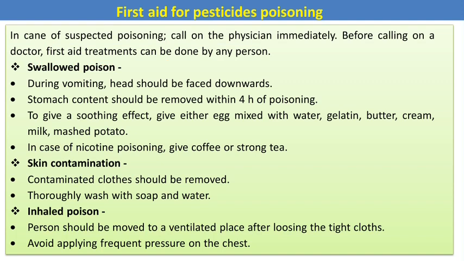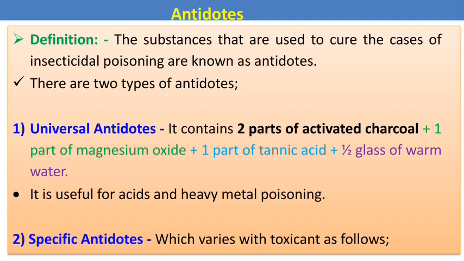Then for skin contamination poisoning, contaminated clothes should be removed and the skin thoroughly washed with soap and water. For inhalation poisoning, the person should be moved to a ventilated place after loosening the tight clothes. Avoid applying frequent pressure on the chest. These are some of the first aid techniques we can use at the time of pesticide poisoning.